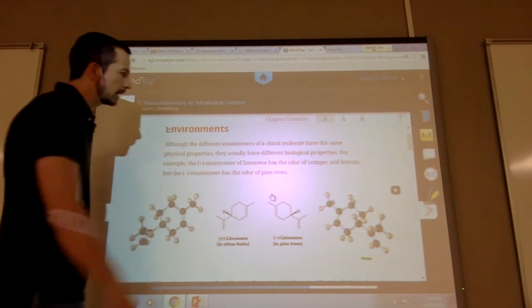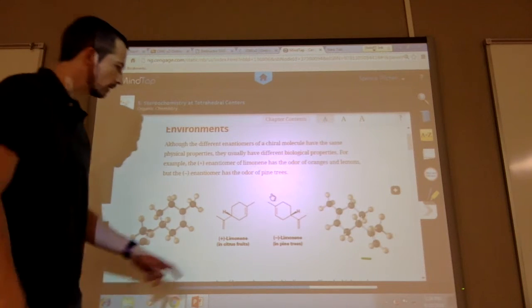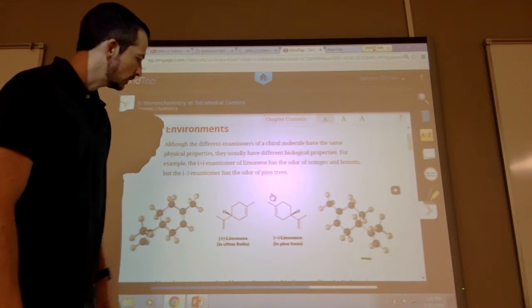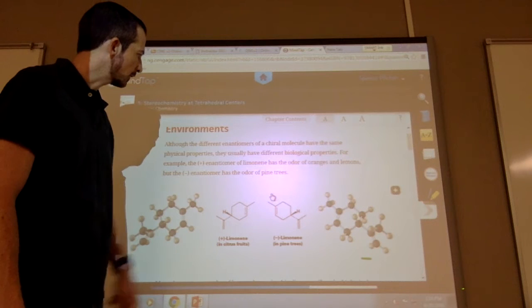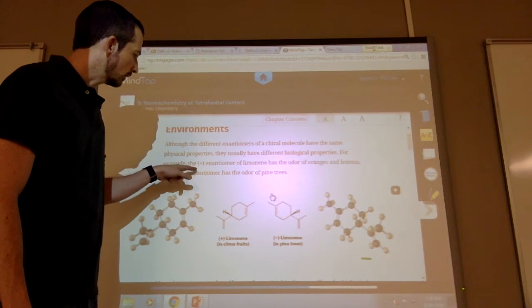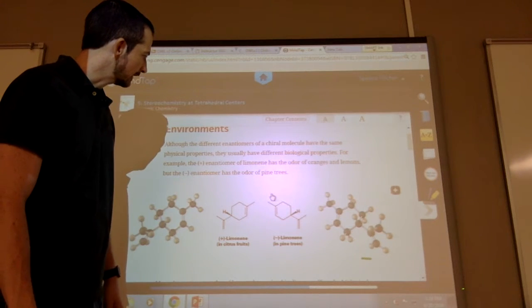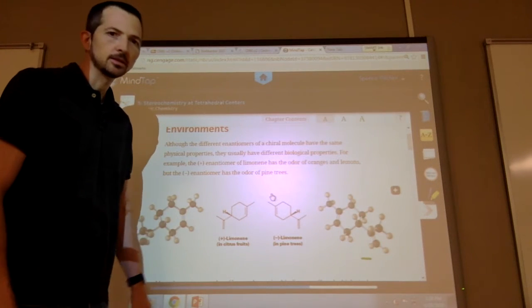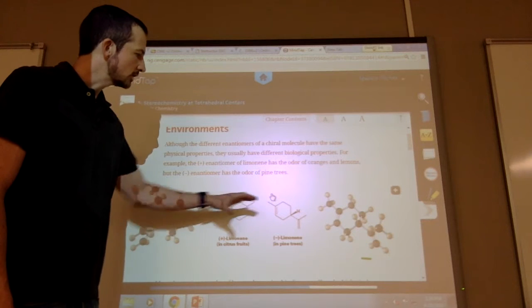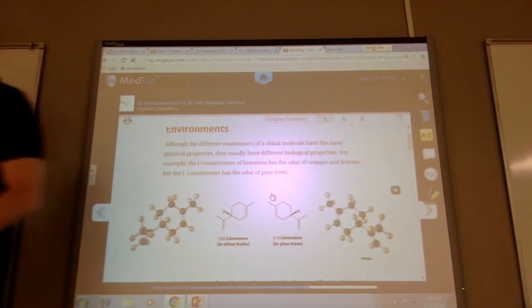So here's one that I gave. I said the odor differs, and here you have 2 enantiomers, non-superimposable mirror images, where the plus enantiomer has the odor of oranges and lemons, and the minus enantiomer has the odor of pine trees. So just enantiomers, but they smell differently.